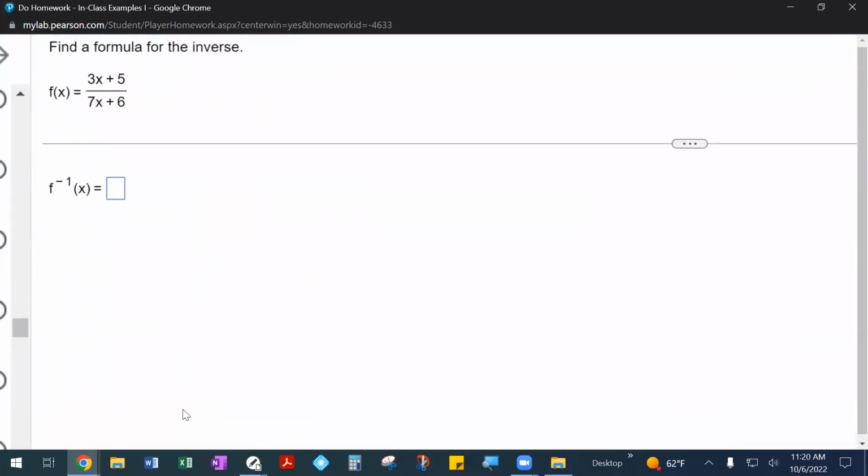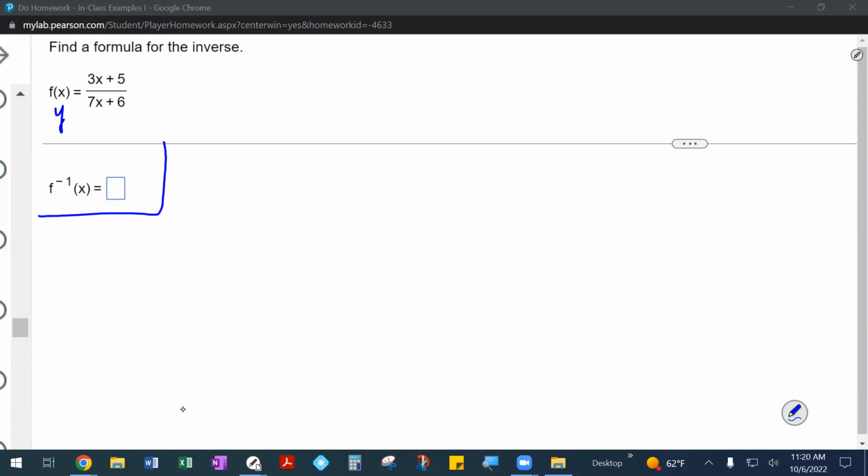As you can see, we are given the original function f of x as 3x plus 5 divided by 7x plus 6. So the first thing we're going to do is rewrite our f of x with a y. So we will end up with y equals 3x plus 5 over 7x plus 6. So first step, replace the f of x with y.